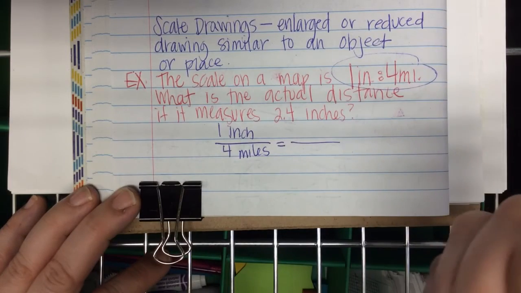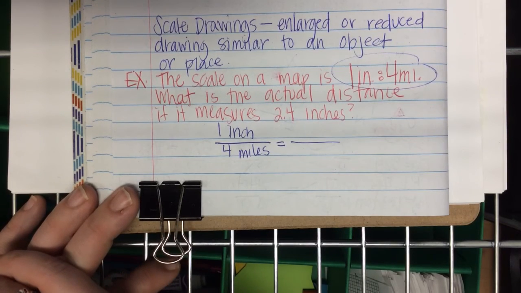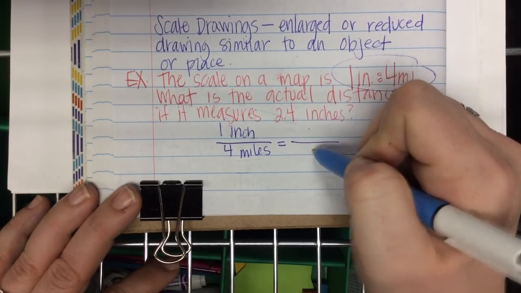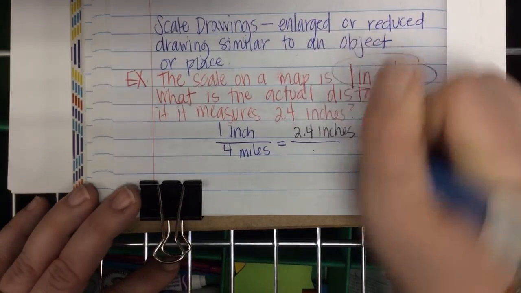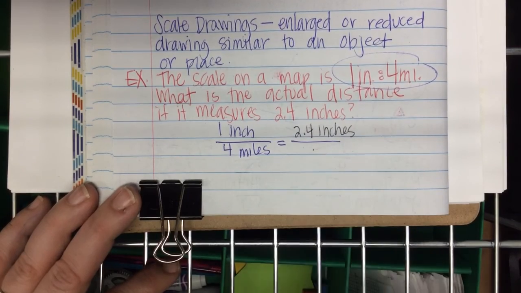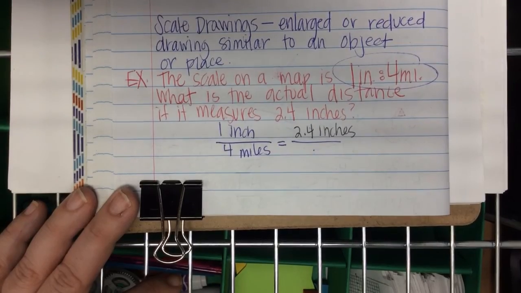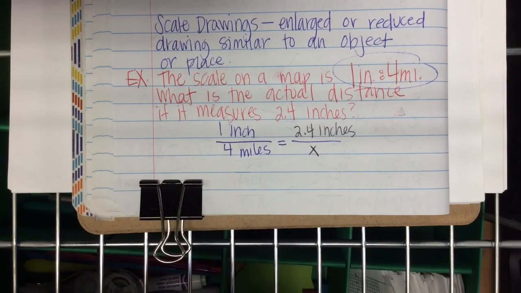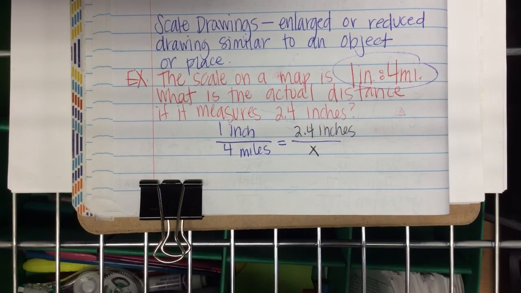And what's my other piece of information? 2.4 what? Inches. So is that going to go in my numerator or my denominator? Numerator. Do I know my other denominator? So what could I put? Now, people are going to argue. Yes, it's common sense. No, it's not. I can take both ways.